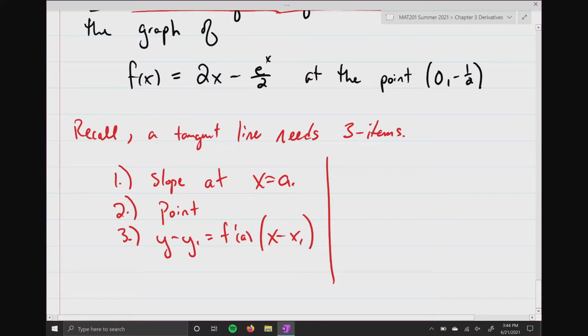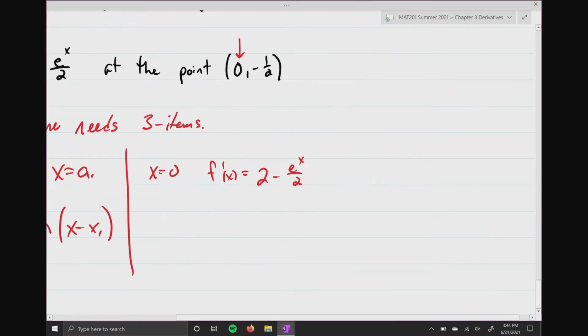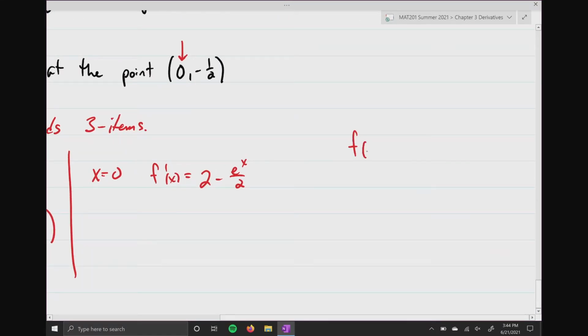In this case, x is going to equal 0, because that is the x component of my point. So the derivative f prime of x is going to equal 2 minus e to the x over 2, because remember, the derivative of e to the x is just e to the x. And that negative 1/2, let me write it off here to the right so I can show you. Maybe I did that too fast.